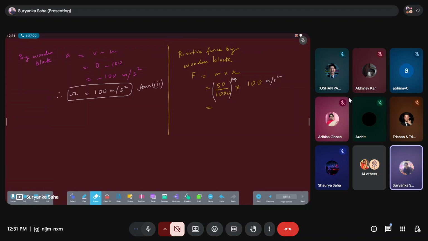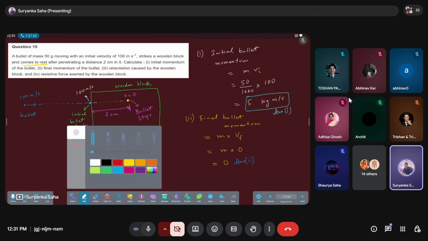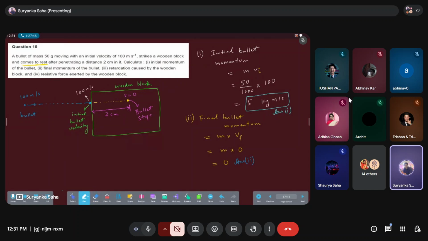Okay. So can you identify my mistake? Yes, I have not divided it by time. It is only V minus U that I have done. So what is the time? The penetration is 2 centimeter, but time is not given. So we have to find this time, the time required for the bullet to stop. So how can we do that? That is basically, which formula do you have to use? Can you tell me?